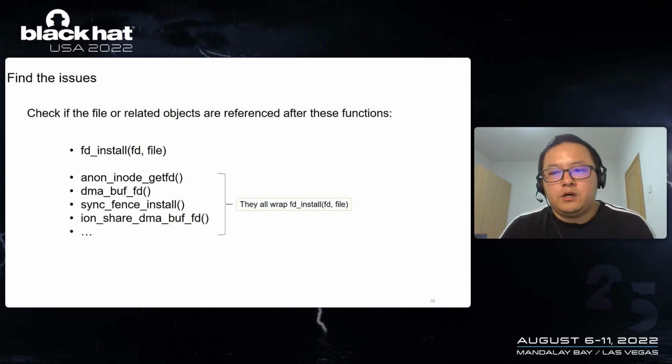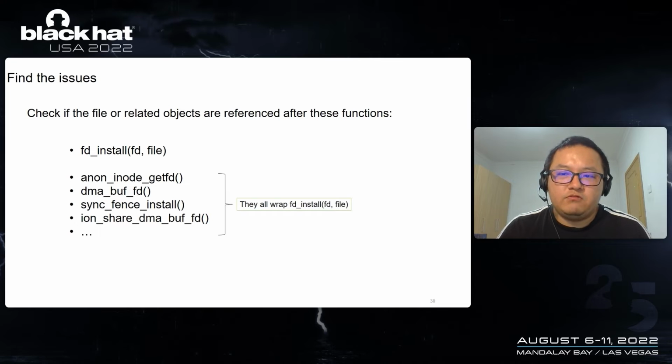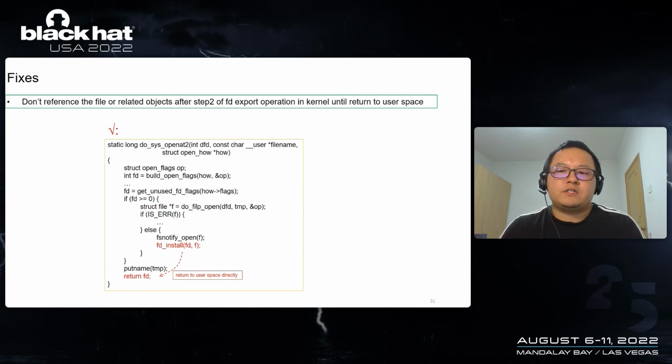To find the use after free issue caused by the race condition in the FD export operation, we only need to check if the file or related objects are referenced after these listed functions. This can be done more effectively by tools like CodeQL. There are two fix methods for such issues. The first method is obvious, which is don't reference the file or related objects after step 2 of the FD export operation in the kernel until return to user space.